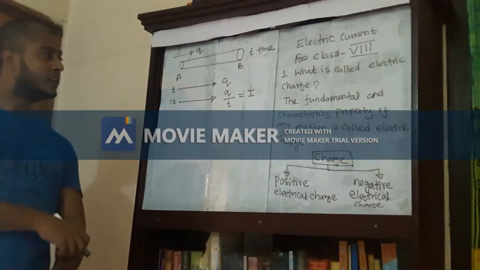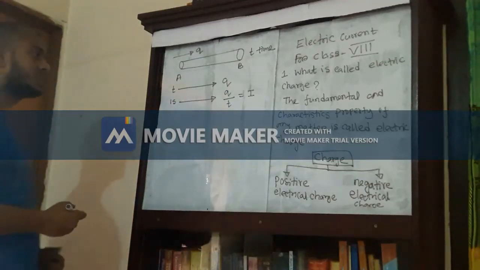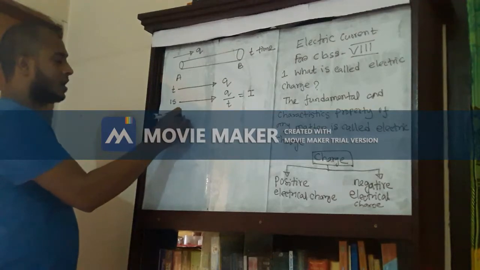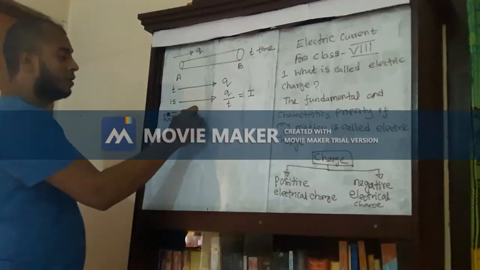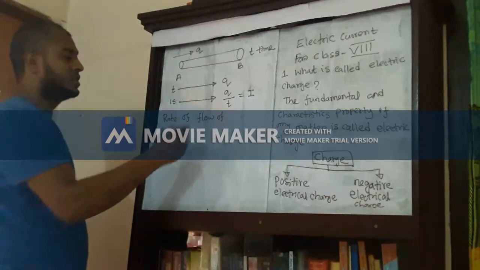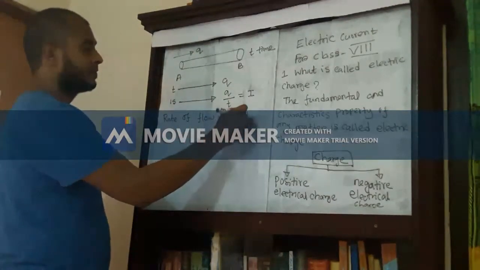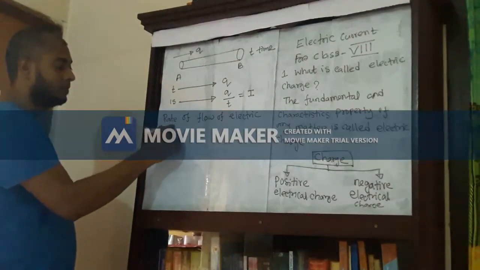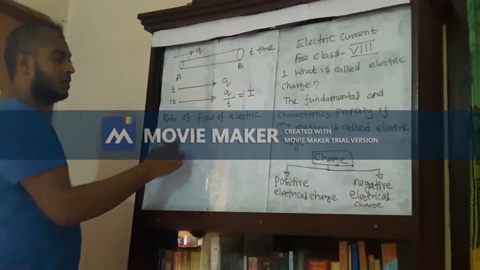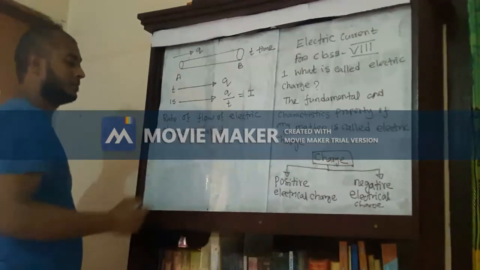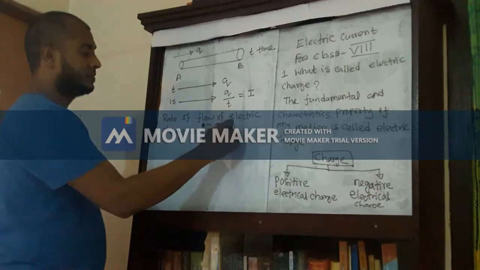So what is called electric current? Electric current is the rate of flow of electric charge. The rate of flow of electric charge is called electric current.